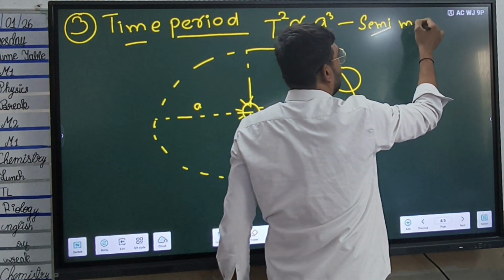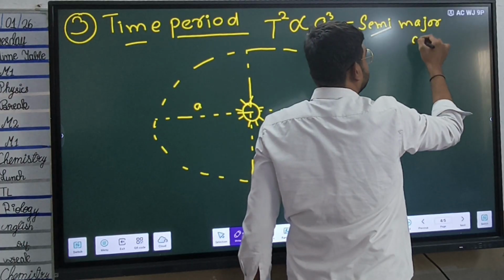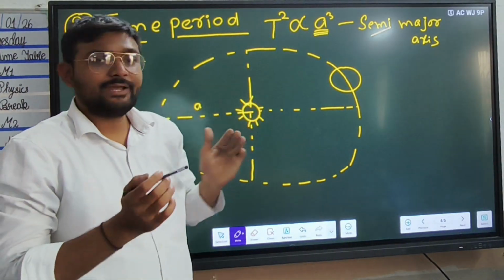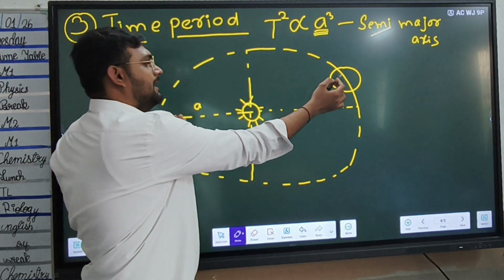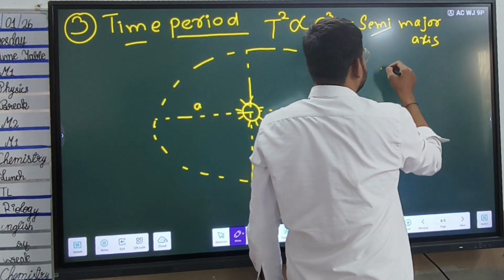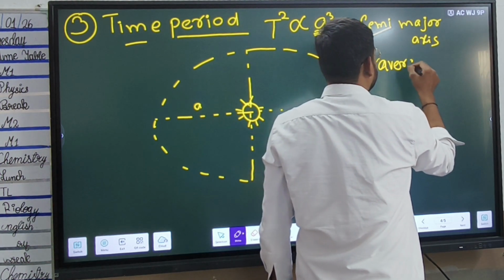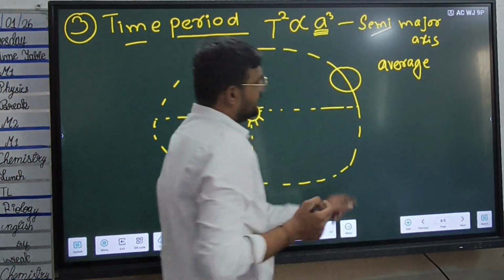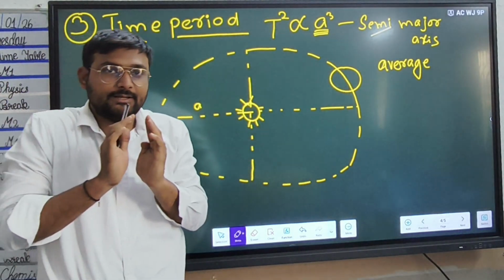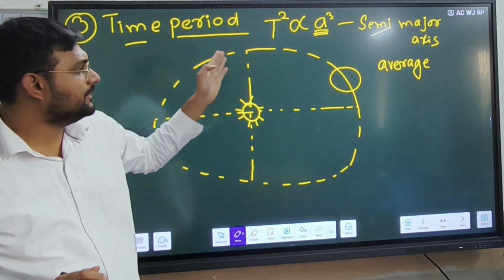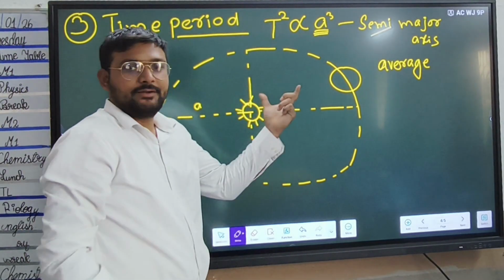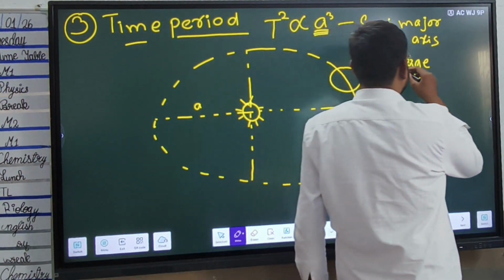Also, in many questions it is given as the average radius of the planet from the Sun, so a is also the average radius. Average radius refers to the motion of a planet around the Sun. It is actually elliptical, but theoretically, for calculation purposes, it can be treated as circular motion. At that time, whatever radius there is will be called the average radius.